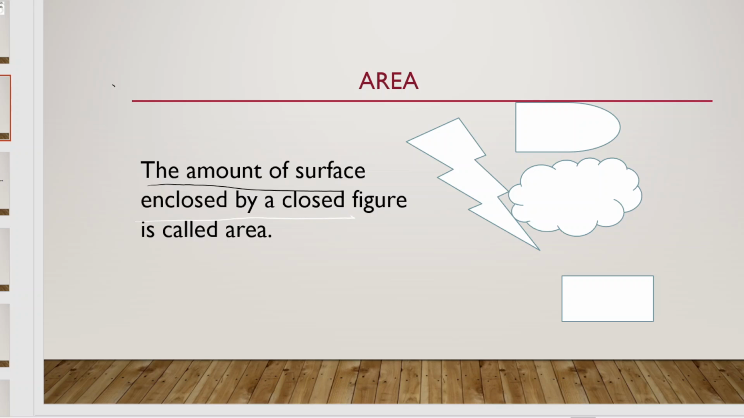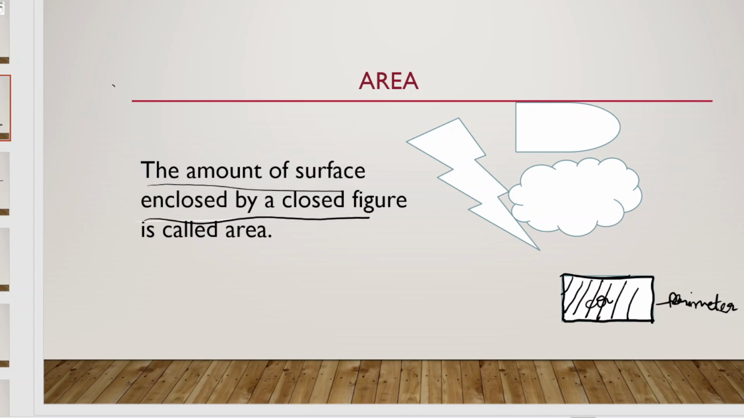That means, children, look at these pictures here. All these pictures are closed pictures, and you know that the distance traveled along these boundaries is called perimeter. This I have explained in my previous video. This is nothing but perimeter, and the amount of surface enclosed by a closed figure is called area. That is nothing but the space inside the perimeter is called area. So this we call as area.